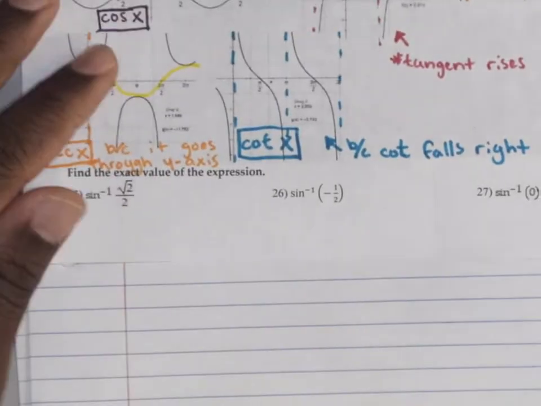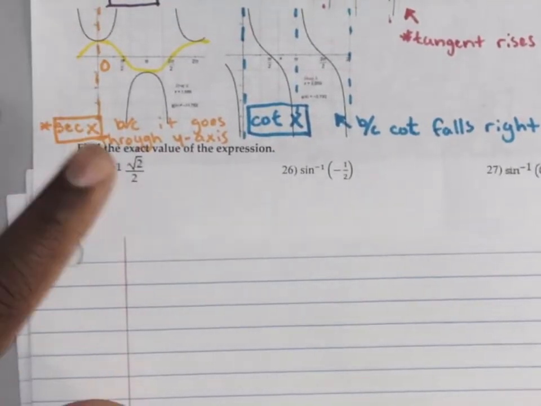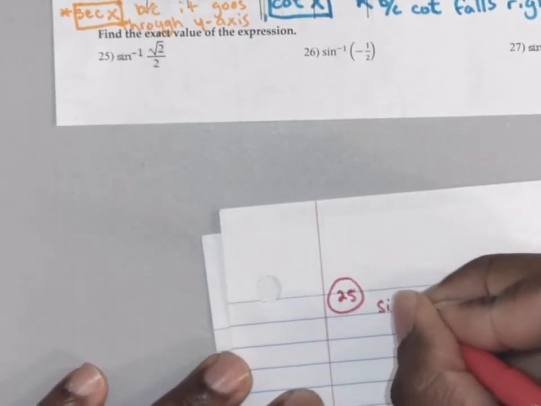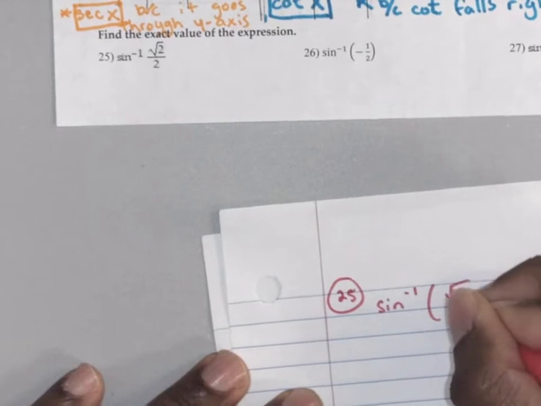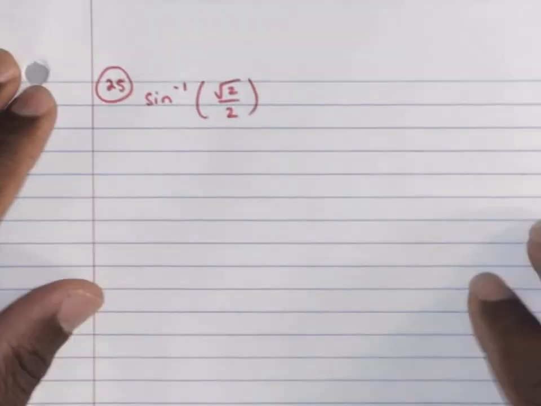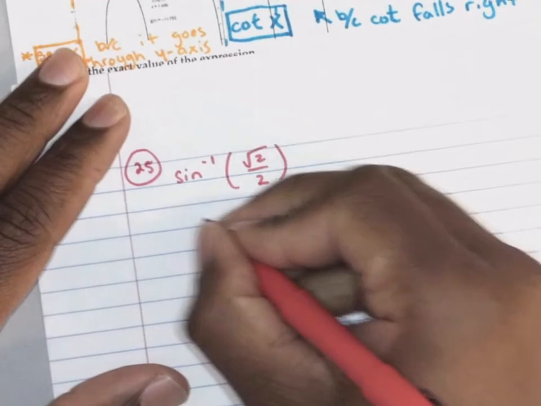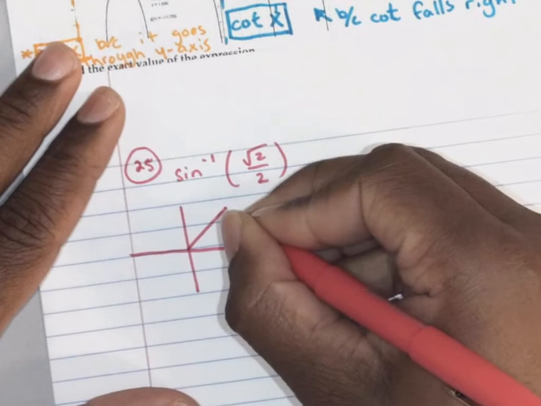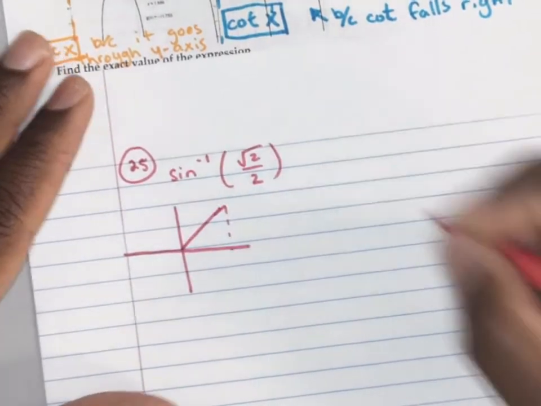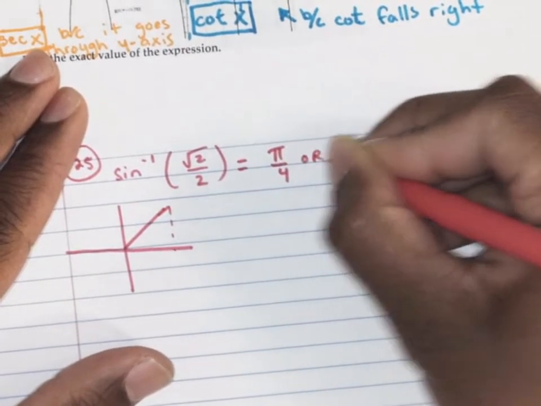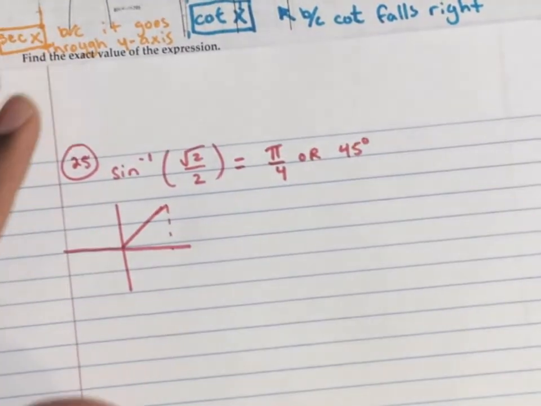So the first one we got is sine inverse of root 2 over 2. Remember, sine is in the first and the fourth quadrant. For this to be positive, it's got to be in the first quadrant. And I know the coordinates are root 2 over 2 at the 45, so I would draw a reference angle. Long story short, the answer would be pi over 4, or you say 45 degrees.